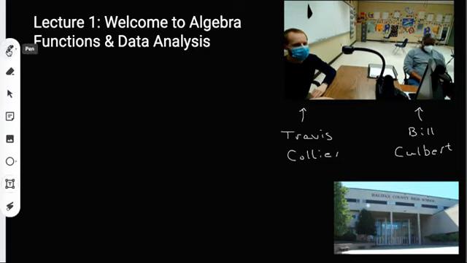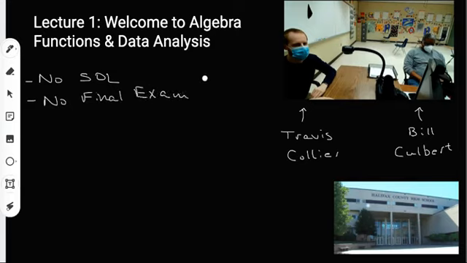Okay. Now, for this class, Algebra Functions and Data Analysis, this is not an SOL class. So there's no SOL at the end. No SOL for this class. And there's no final exam. But typically, this is the last math credit that you need to graduate. So you do need this class to graduate, even though it's not an SOL class.